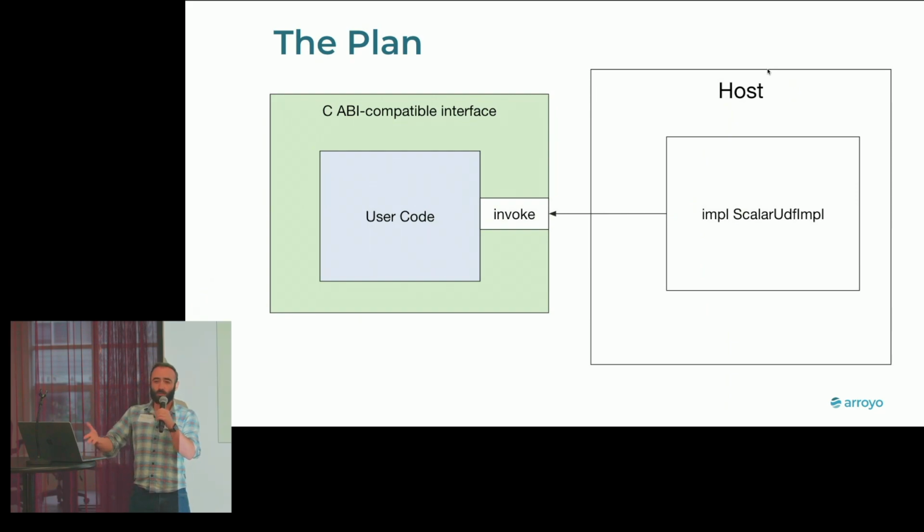So here's sort of what we're going to do. We have some user code in the middle here, the kind of raw Rust function that the user wrote. We're going to wrap that in a C ABI compatible interface that knows how to do the conversion from Arrow types. It knows how to expose this as a C library. And then in the host, we're going to implement the scalar UDF impl that's going to call that C compatible interface.